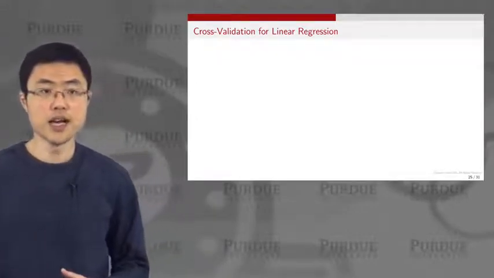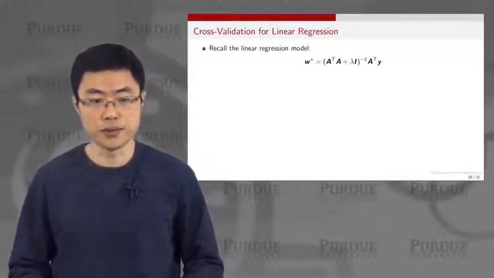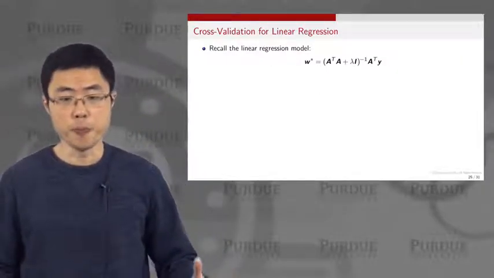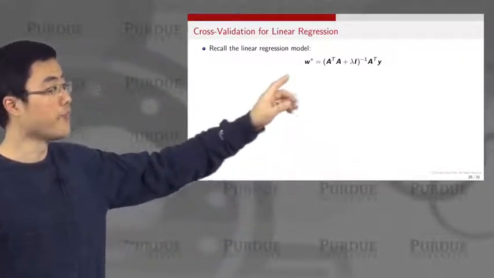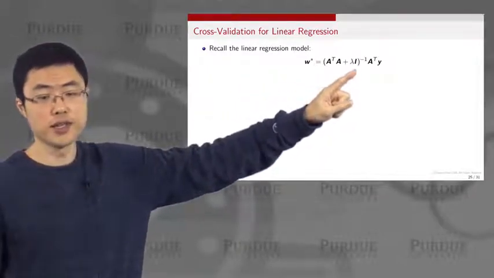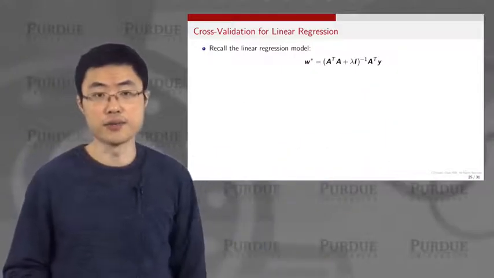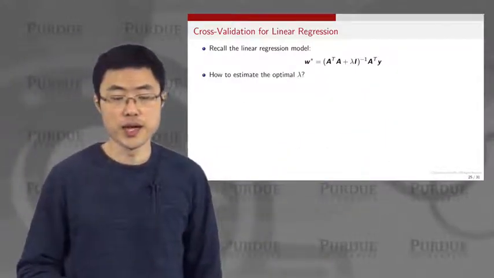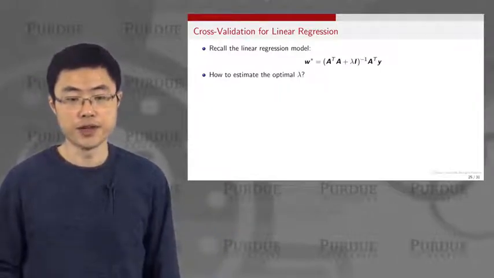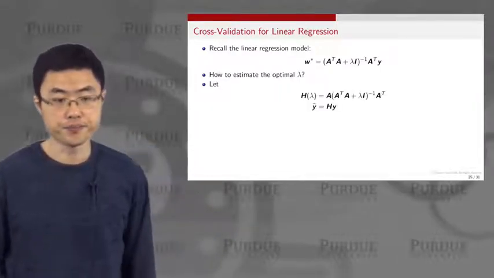So let's look at the example of cross-validation for linear regression. Let's recall that in the linear regression model, we have this problem of finding W star equals A transpose A plus lambda I, inverse, times A transpose y. That is our linear regression model. So we can ask, what would be the optimum lambda that you can find from this equation?